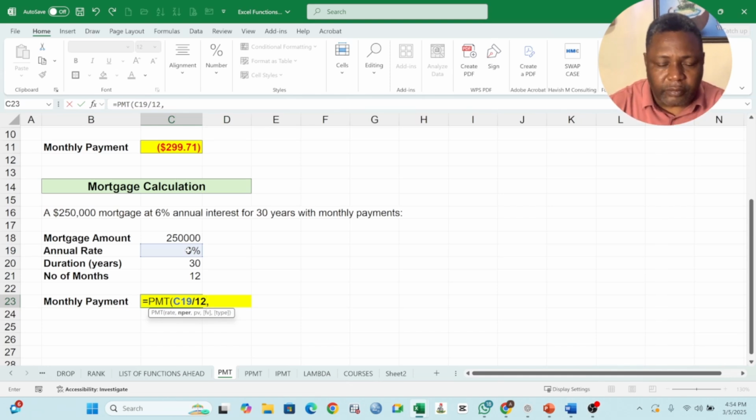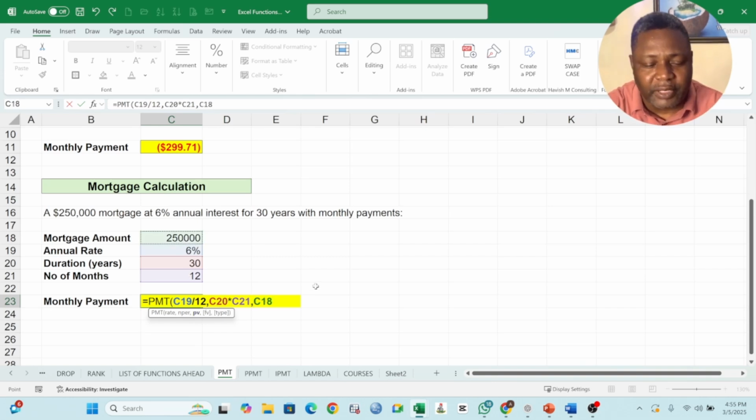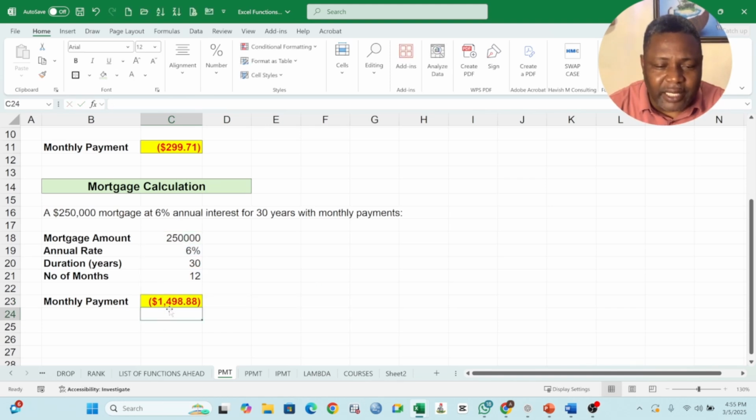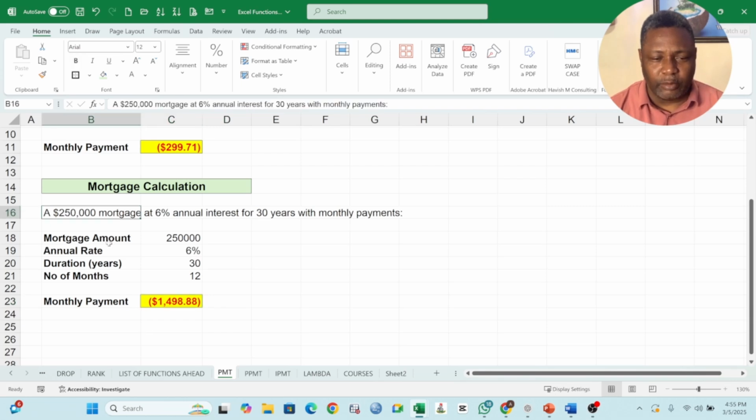Now, the number of periods is 30 years. So you are going to multiply it by the number of months that you have, and that is 12 months. So 30 multiplied by 12. Then the present value, of course, is $250,000. So you close your bracket, hit the enter key, and this is what you'll be paying on a monthly basis for the period of 30 years to fully repay this loan.